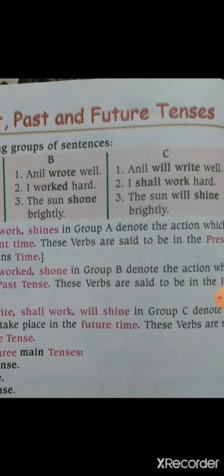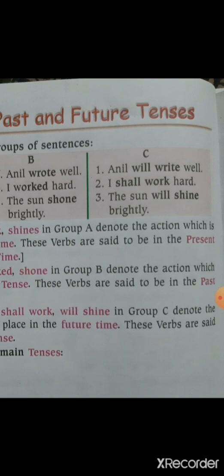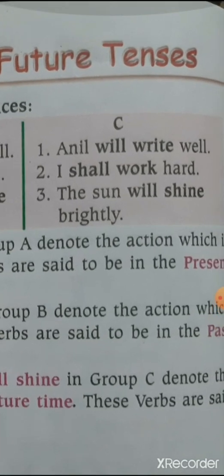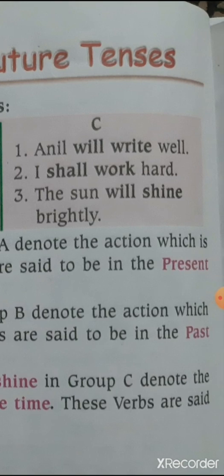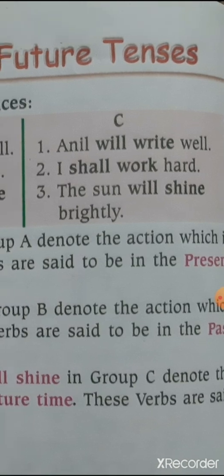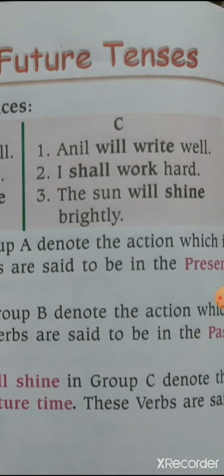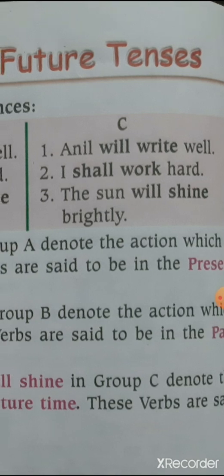And here comes the third group. Anil will write well. Okay, be very careful. Anil will write well. I shall work hard. The sun will shine brightly. See, the two new words are there, will and shall. Okay, so these are very new words when we use the future tense.